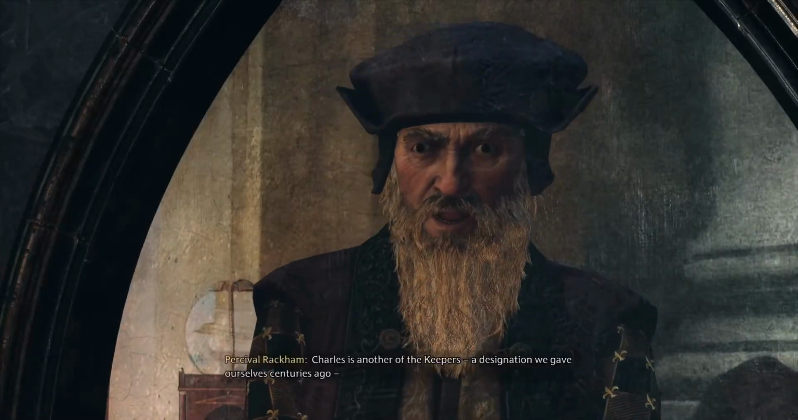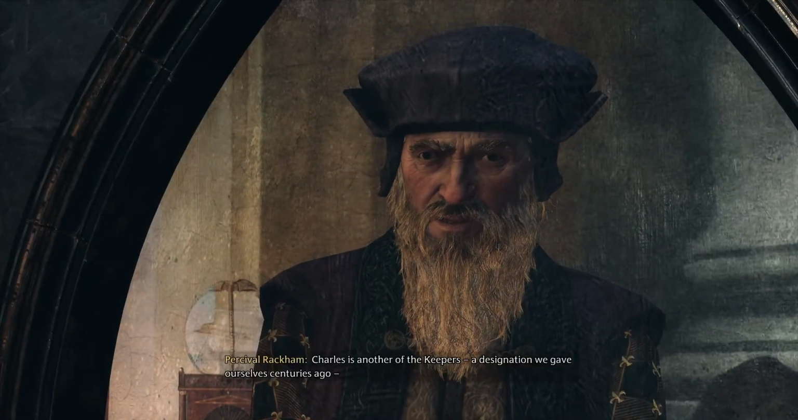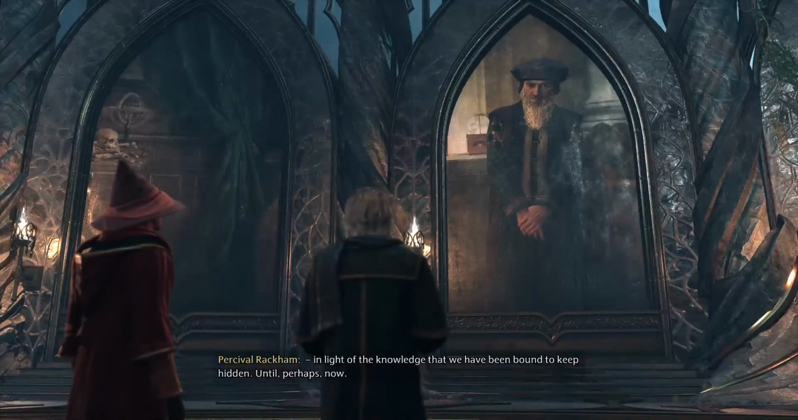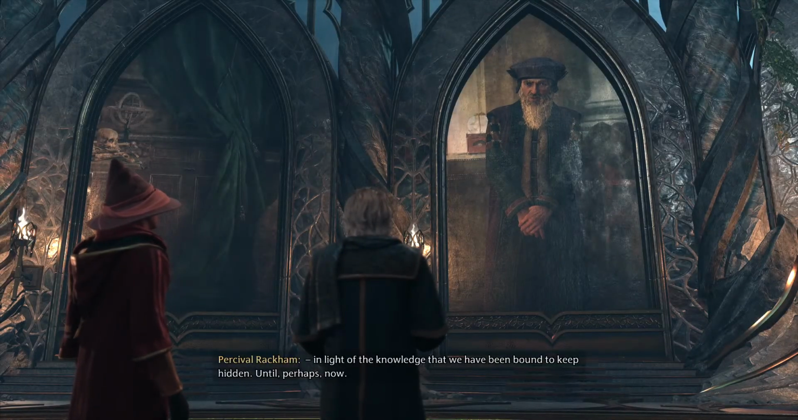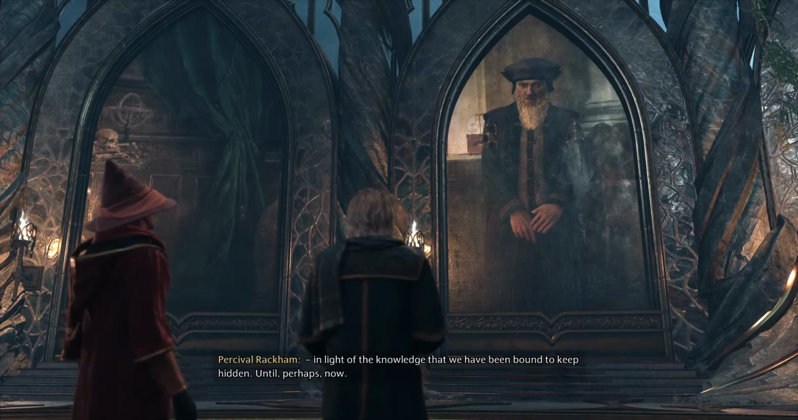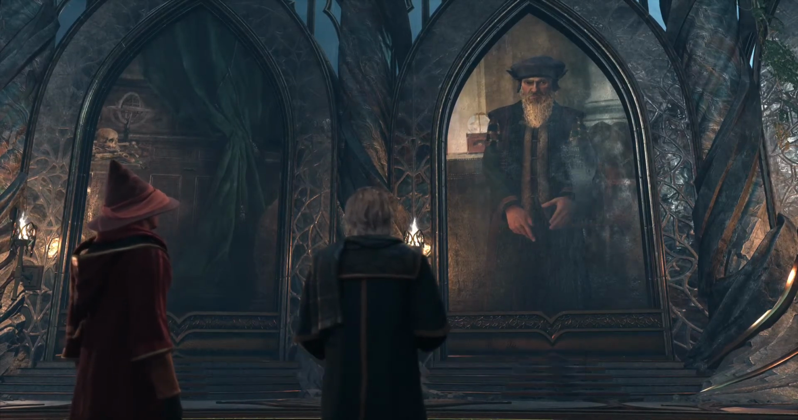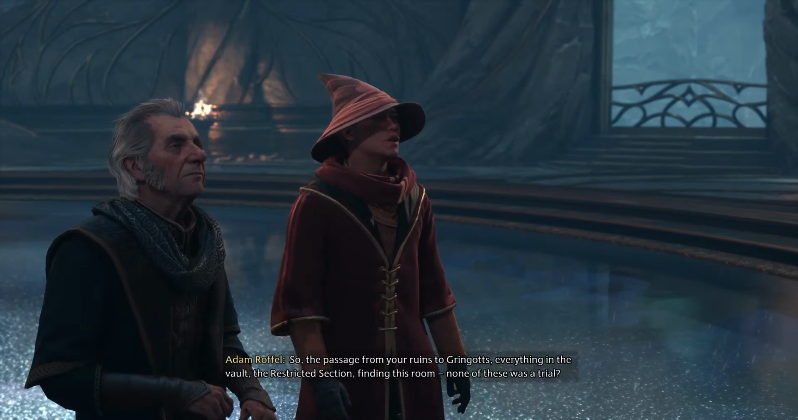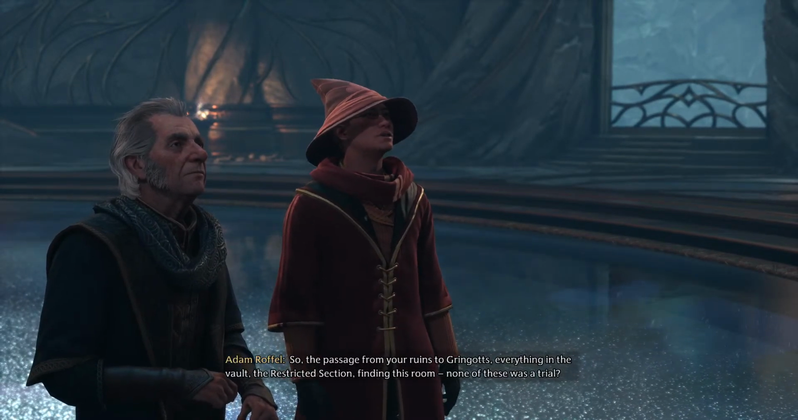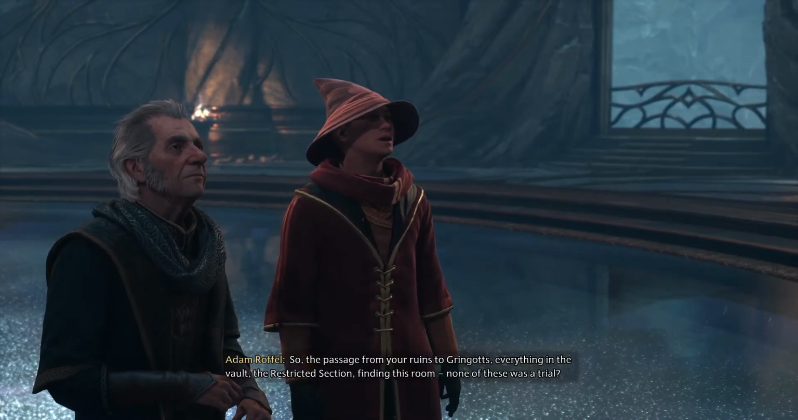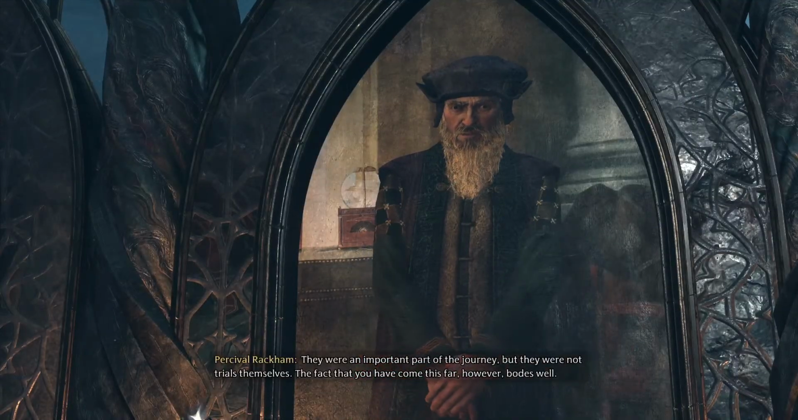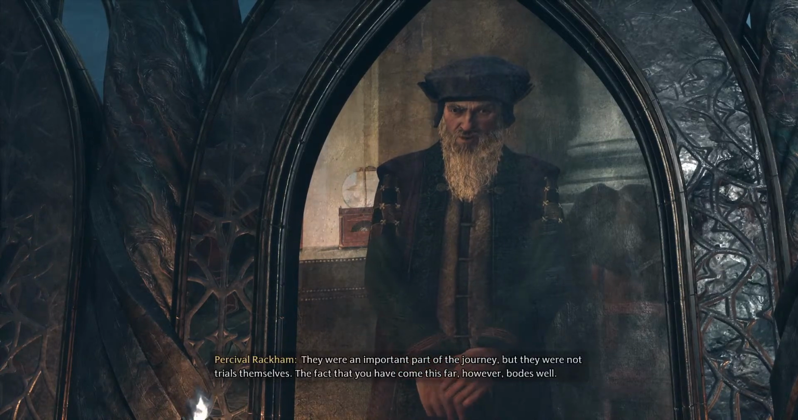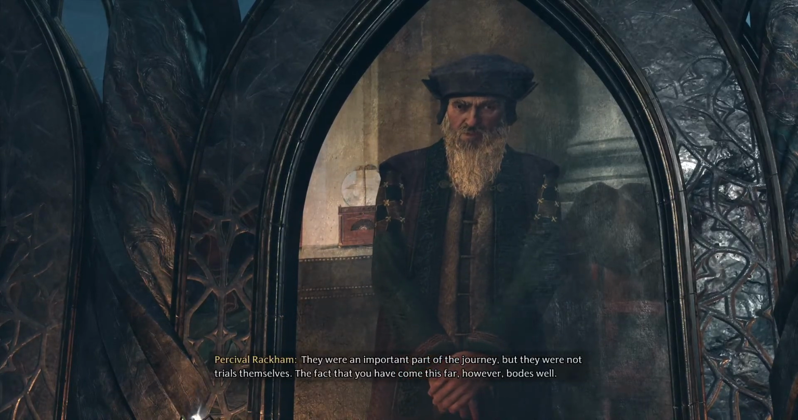Precisely. Charles is another of the Keepers, a designation we gave ourselves centuries ago, in light of the knowledge that we have been bound to keep hidden. Until, perhaps, now. So, the passage from your ruins to Gringotts, everything in the vault, the restricted section, finding this room, none of these was a trial. They were an important part of the journey, but they were not trials themselves. The fact that you have come this far, however, bodes well.